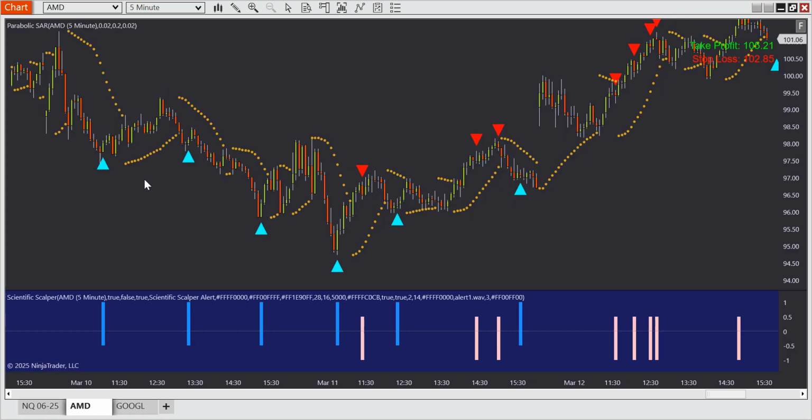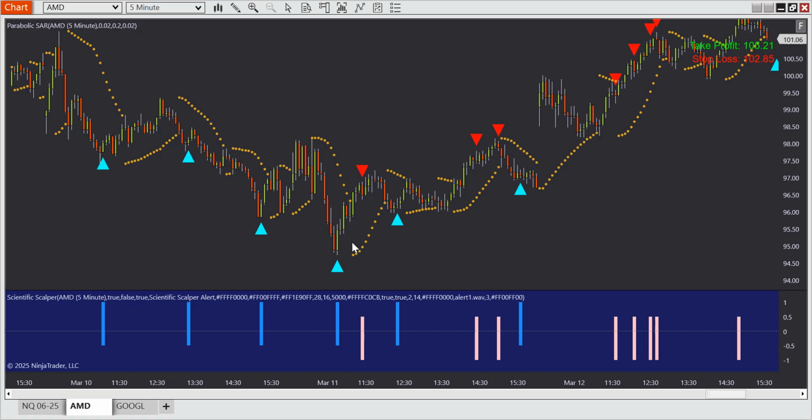And then here on this example, I'm on AMD 5-minute chart. And I've got another very common indicator on here as well, the parabolic SAR, support and resistance. This is great for identifying small trends and small movements. So we have here the blue background indicating a bullish trend. So we are only looking for bullish trades to the upside, and only taking into account the blue buy signals.